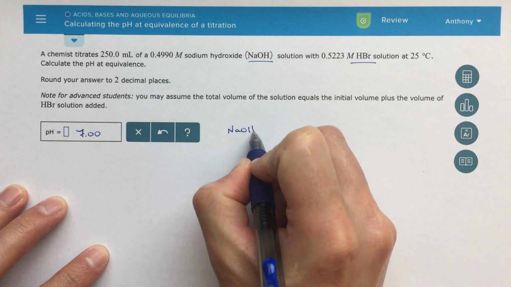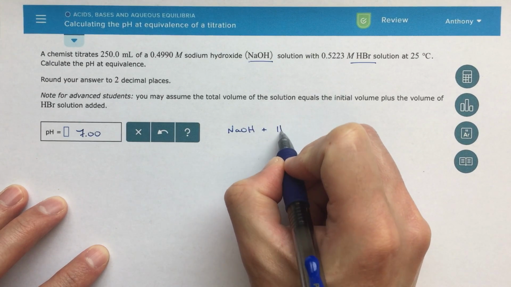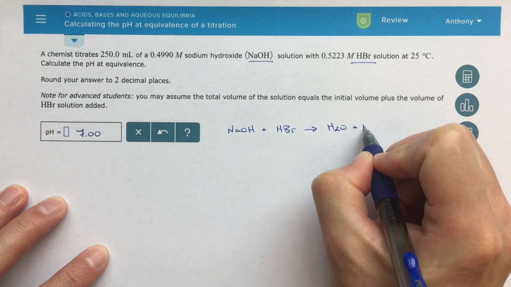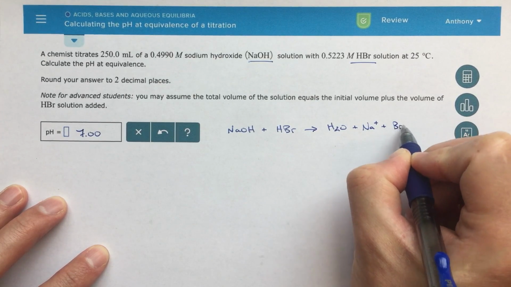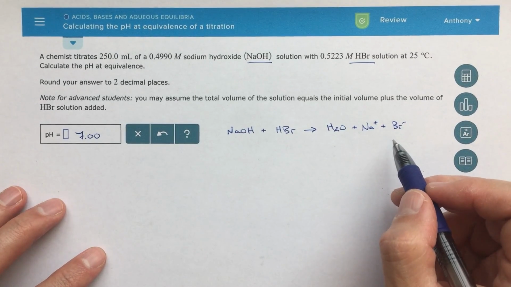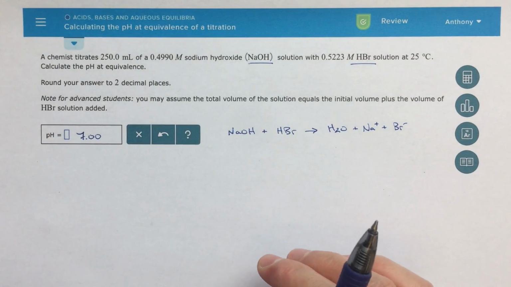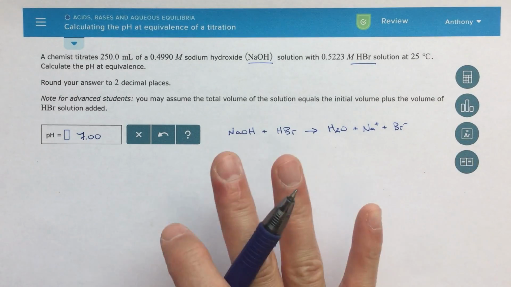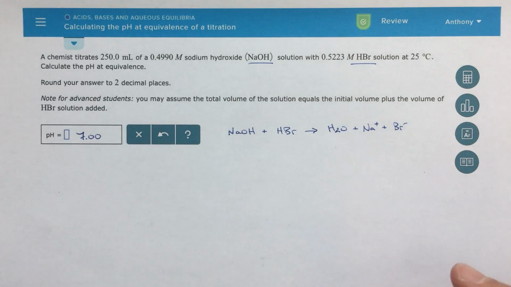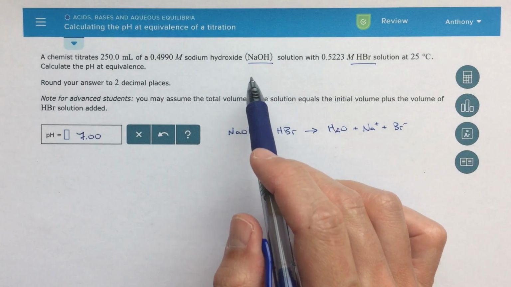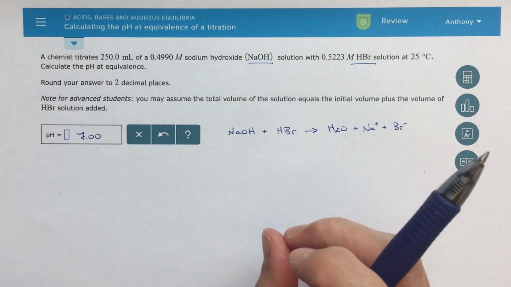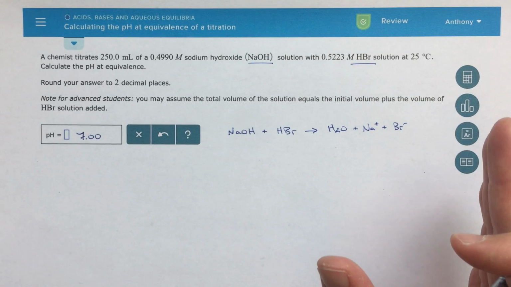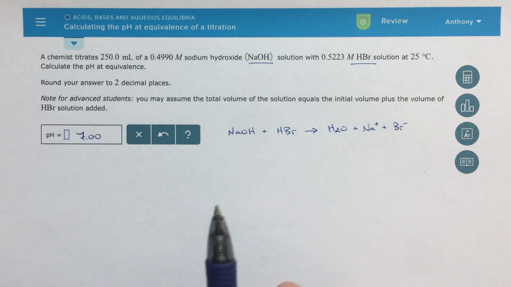So in that case, the chemical reaction, sodium hydroxide plus HBr, is going to give us water, it's going to neutralize, plus Na+ and Br-. And Na+ and Br-, they're not going to further react, they're not going to act as weak acids or weak bases, they're just going to be spectator ions. So this reaction is just going to give us a neutral pH. Anytime you have a strong base and a strong acid, you mix them together and you perfectly neutralize them at the equivalence point, you're going to end up with a pH equals 7, a neutral solution.